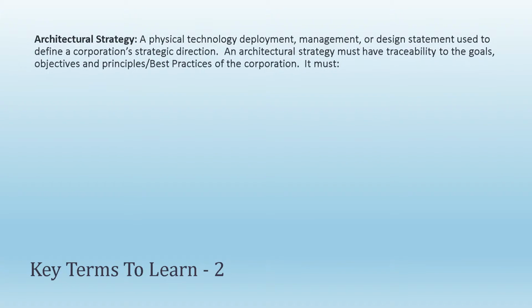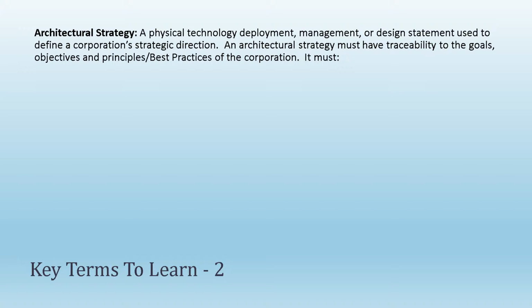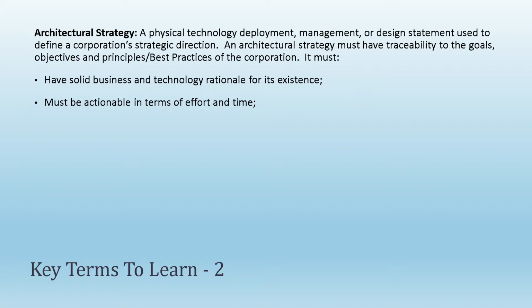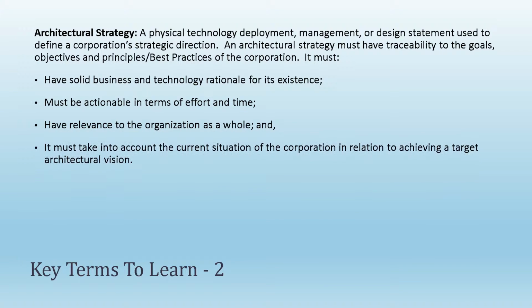An architectural strategy. An architectural strategy is a physical technology deployment, management, or design statement used to define a corporation's strategic direction. An architectural strategy must have traceability to the goals, objectives, and principles or best practices of the corporation. It must have solid business and technology rationale for its existence. It must be actionable in terms of effort and time. It must have relevance to the organization as a whole, and it must take into account the current situation of the corporation in relation to achieving a target architectural vision.